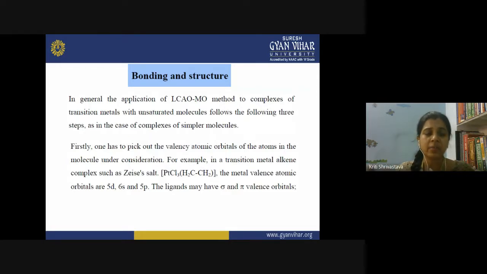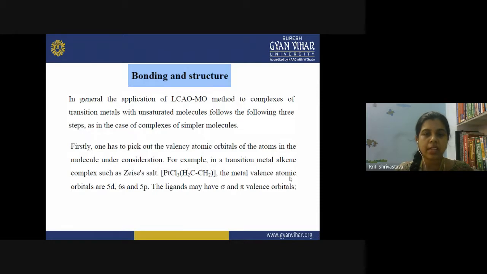Since we are putting our emphasis on the alkene part, we will consider the valence atomic orbitals of the alkene molecule, that is the p orbital. So we will go for the pi bonding and pi anti-bonding molecular orbitals in the case of the alkene, and the valence atomic orbitals of the metal. For example, in a transition metal alkene complex such as Zeise's salt, this example has been repeated so many times, a very important compound, PtCl3 and one alkene molecule here.